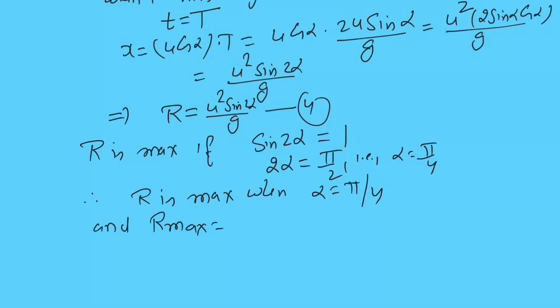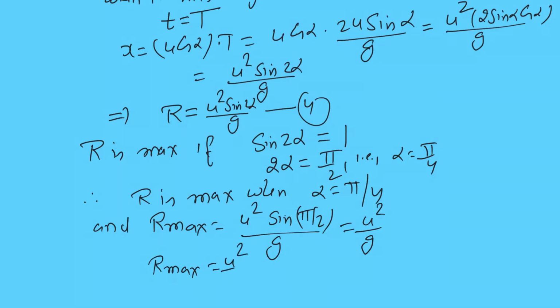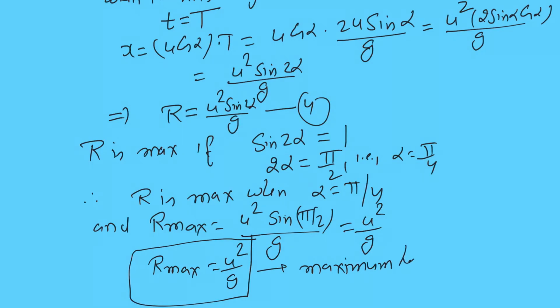That maximum range is given by R max equal to u square sin pi by 2, because we have replaced alpha by pi by 4, twice will cancel, it will be pi by 2, divided by g, which is equal to u square by g. So R max is equal to u square by g. So this is the maximum horizontal range.